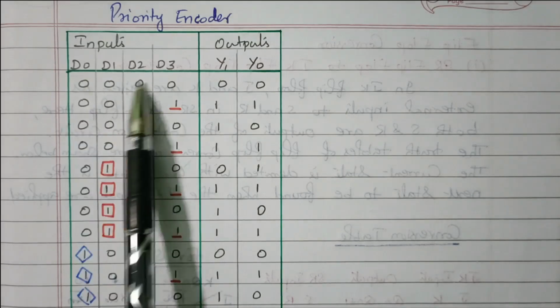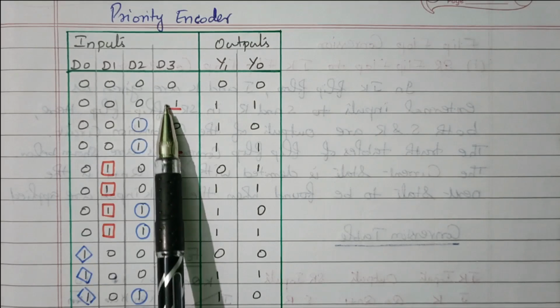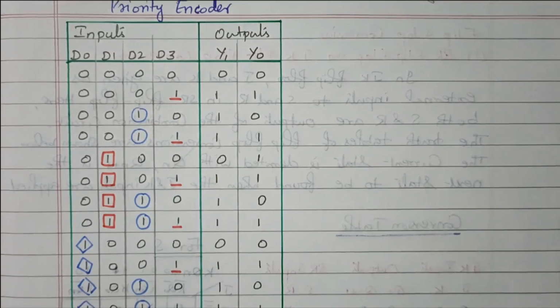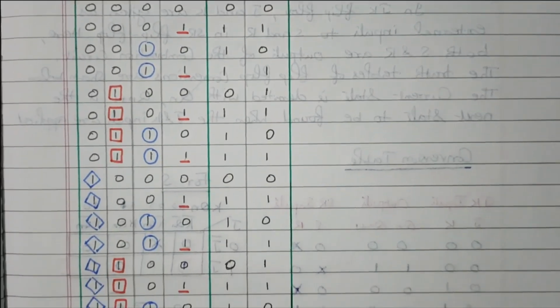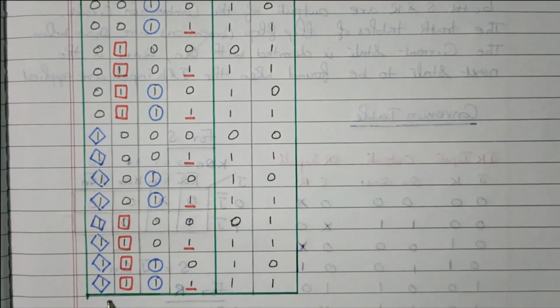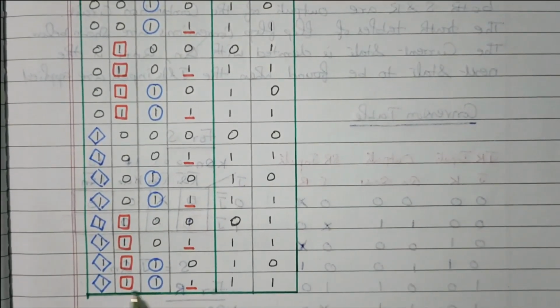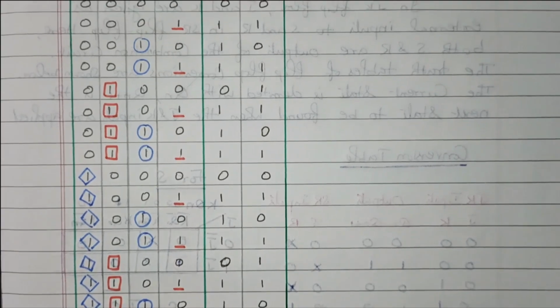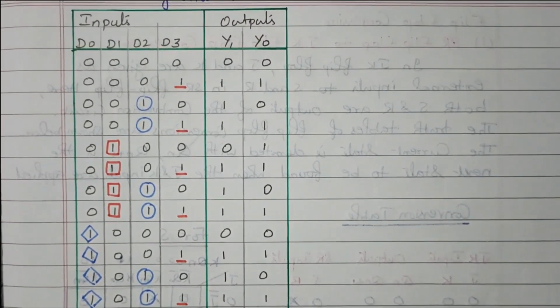D0, D1, D2, D3: 0, 0, 0, and so on. Like this we have 16 possible inputs, finally ending with 1, 1, 1. There are 16 possibilities available, and for each case we need to check the output. So first we will see the highest priority. The highest priority is D3.